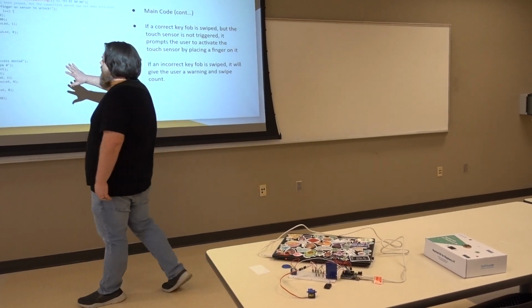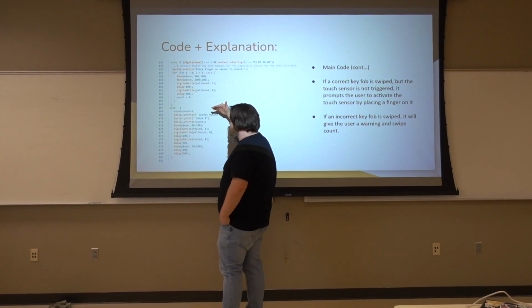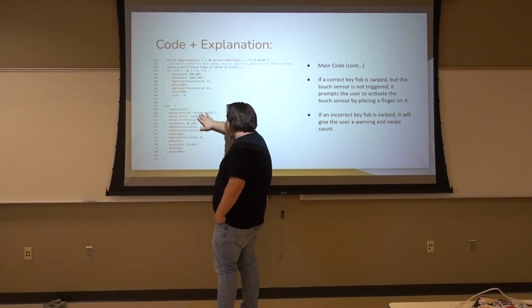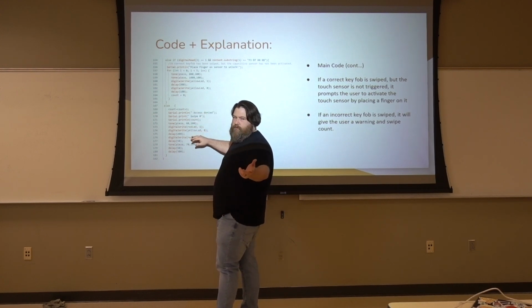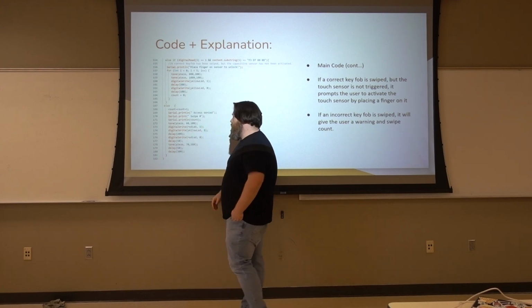And here, this is the last little bit of code. Basically, it says if you don't have access, it's going to read to you access denied, and then you start a swipe count. So if you do swipe 4 or more times, it'll alarm, let the system know.